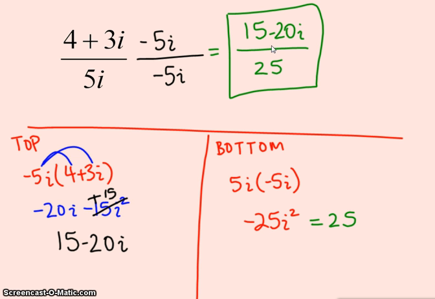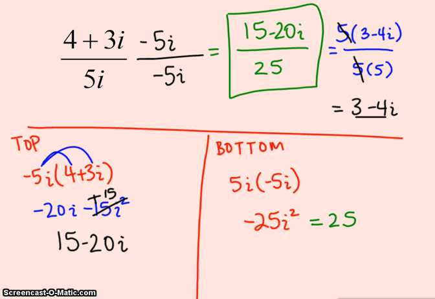However, I have noticed that there is a number that will go into 15, 20, and 25, and that is 5. So I can actually simplify this by pulling out a 5. So it would be 5 times 3 minus 4i, because if I were to redistribute the 5 in, it would be 15 minus 20i, over 5 times 5, because that's what 25 is. Notice that 5 over 5 is 1, so my simplified answer is 3 minus 4i over 5. So this right here is actually going to be my final answer.